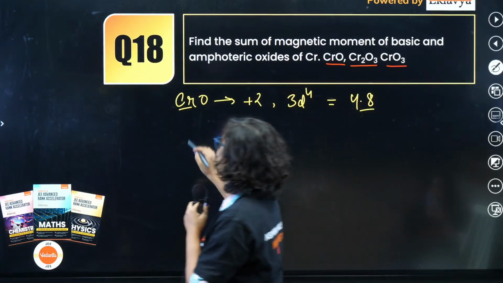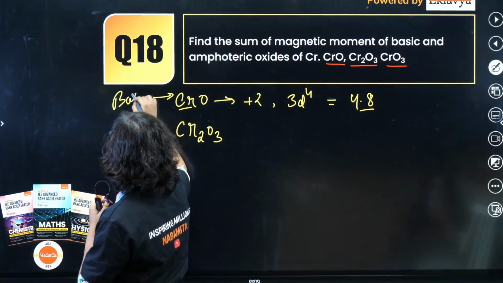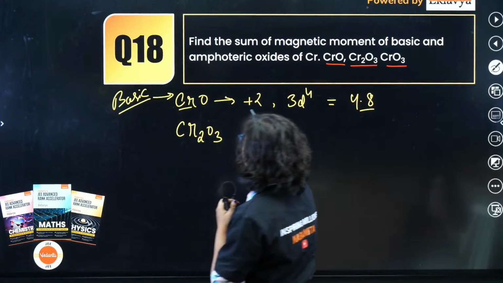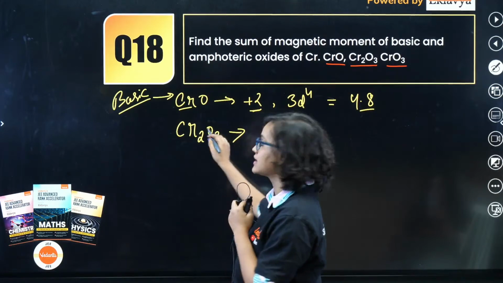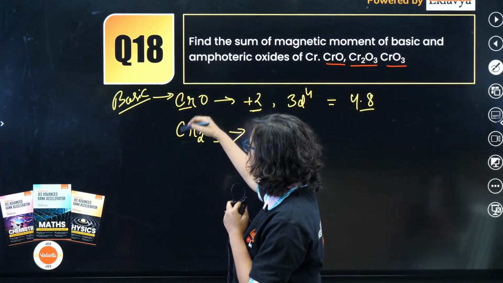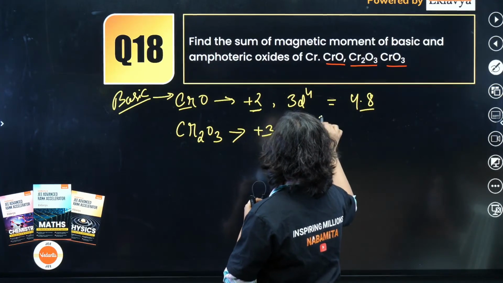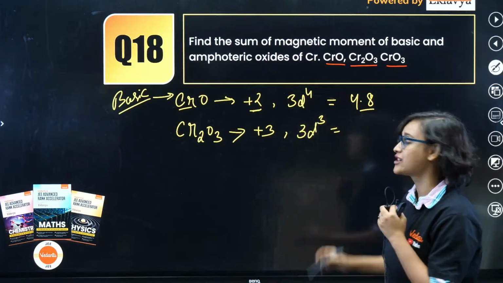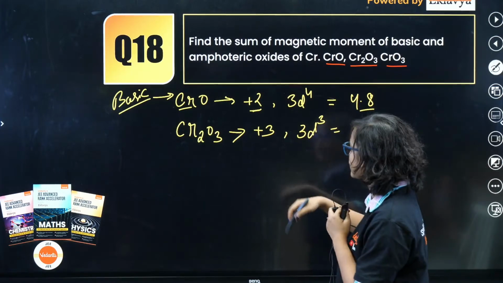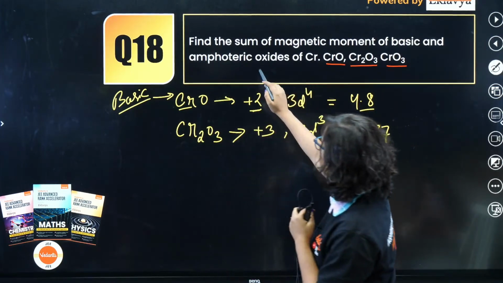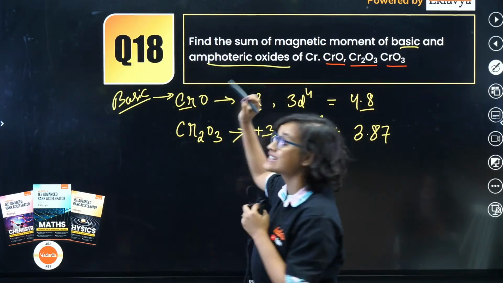Am I right? Absolutely. Now, CrO, everybody, is your basic oxide, because this is in a lower oxidation state, +2. If we talk about Cr2O3, can you tell me the oxidation state here? 3 times 2 is 6, and here there are 2 Cr, so it is going to be in +3 oxidation state. That means 3d3, so 3 unpaired electrons, and the magnetic moment is going to be around 3.87 or 3.9. Now, here they have said find the sum of the magnetic moments of the basic and the amphoteric oxides.